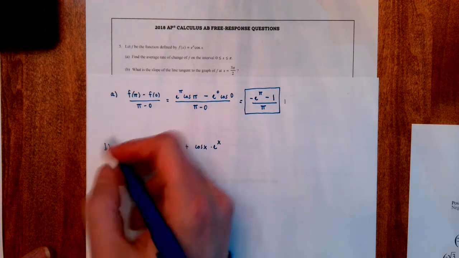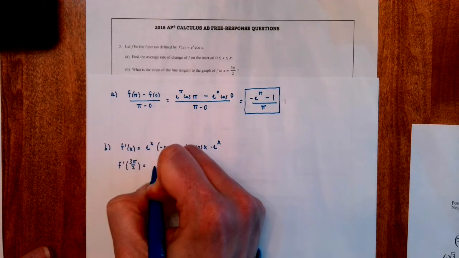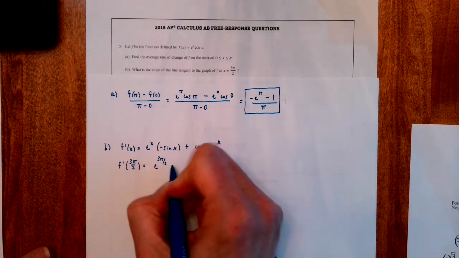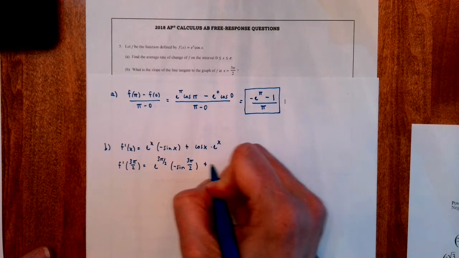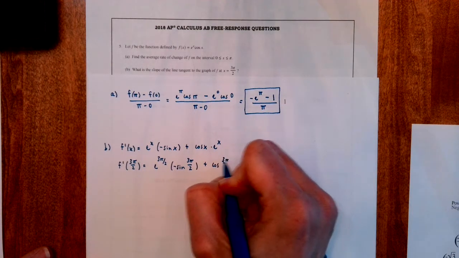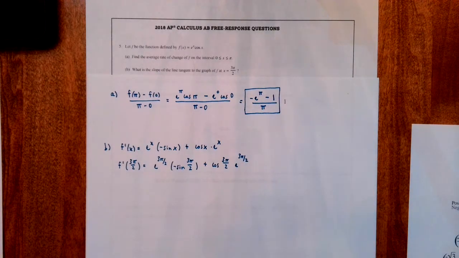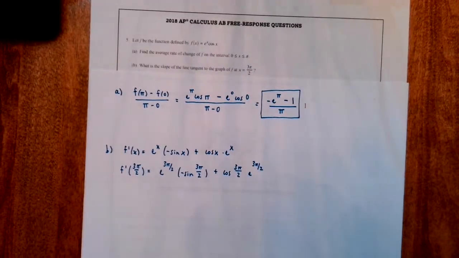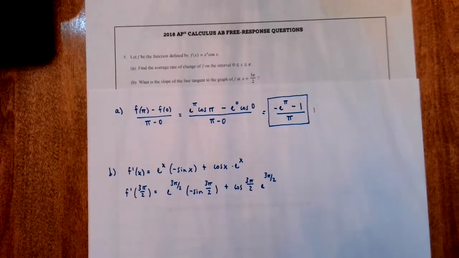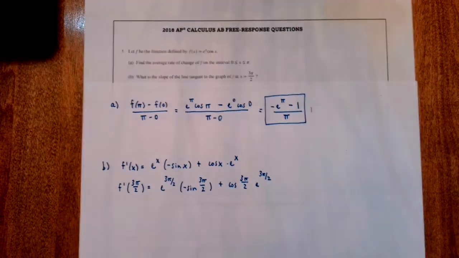Now I can go ahead and plug in 3 pi over 2. So f prime of 3 pi over 2 equals e to the 3 pi over 2 times negative sine of 3 pi over 2, plus cosine of 3 pi over 2 times e to the 3 pi over 2. Here's where I want to mention something, especially because we're in a unique situation this year with the AP exam. Since it's open note, if you struggle with your unit circle values, I would highly recommend having a unit circle with you when you take the exam.